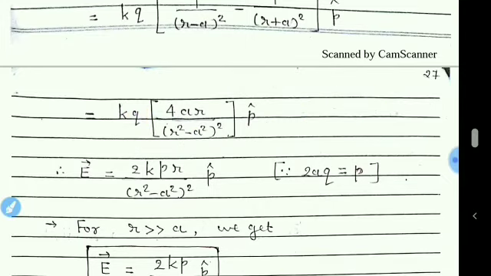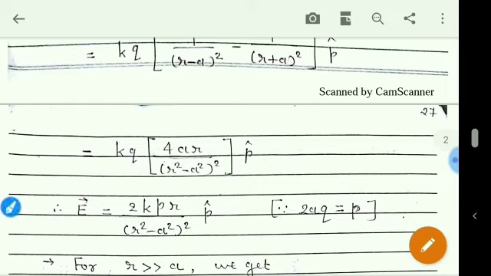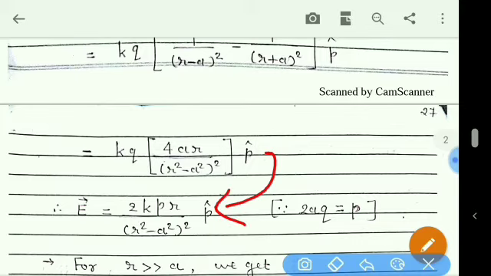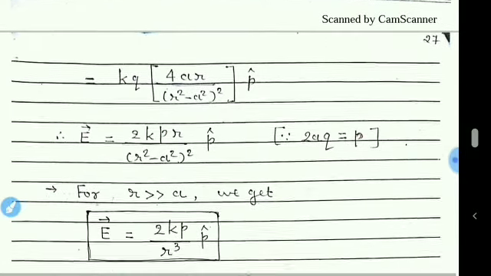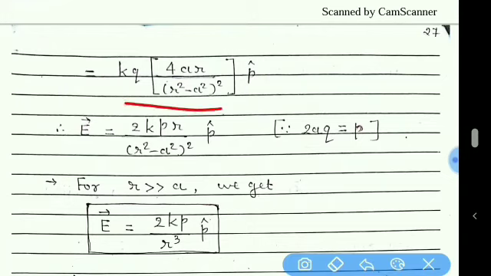So next step from this formula is like this. In place of 2aq we have written here p, and so we get this formula. So this is the general formula for an electric field on the axis of a dipole.